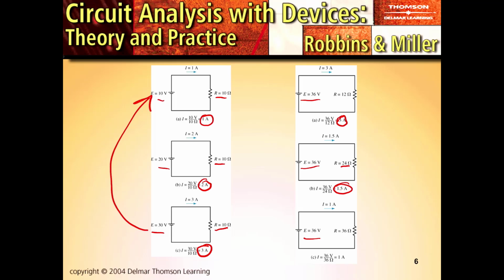And now we move on to the last example where we tripled the opposition. We're going to have a value 1/3 of where we started. So we can see that our 1 amp is 1/3 of where we started, based on the fact we tripled our opposition, or tripled our resistance.